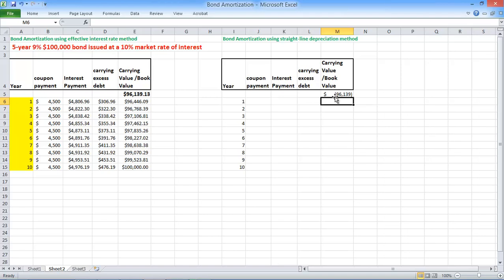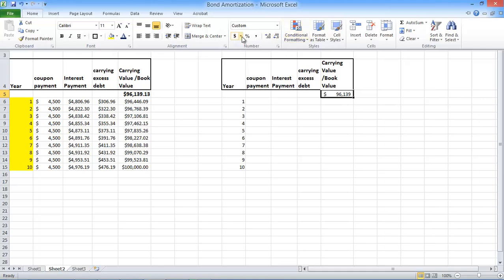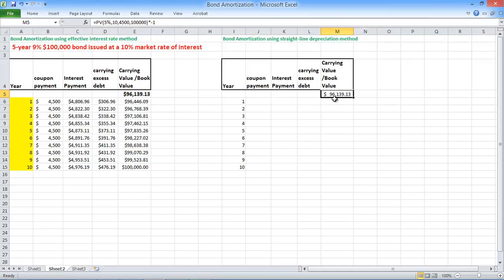let's see, yes, we have this. Let's make it positive. Let me just format this a little bit. Okay. So what's our coupon payment? It's 4,500. Drag it.